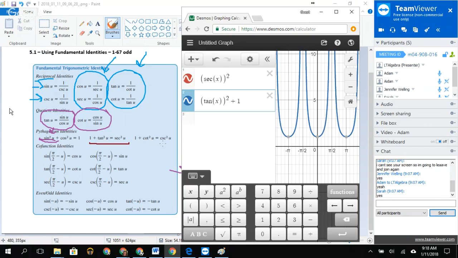And I think these make a lot of sense if you just look at them. So the first one is, especially the sine and the cosine: the sine of pi divided by 2 minus u equals the cosine of u. I think this makes sense. We're not talking about the squared functions anymore, we're just talking about the basic functions.